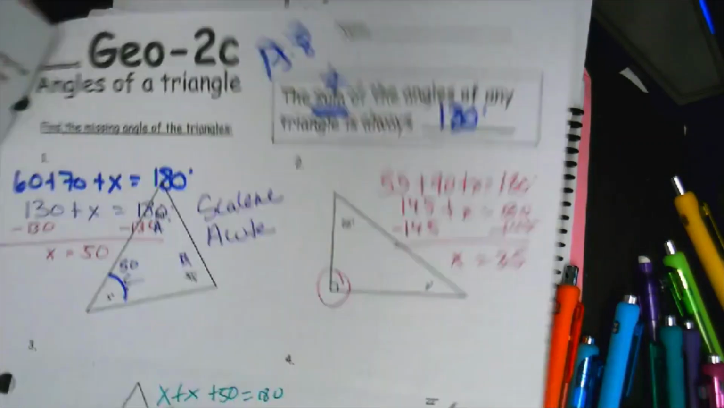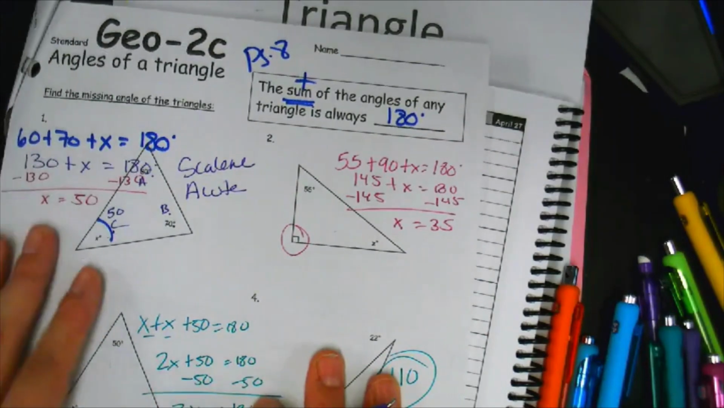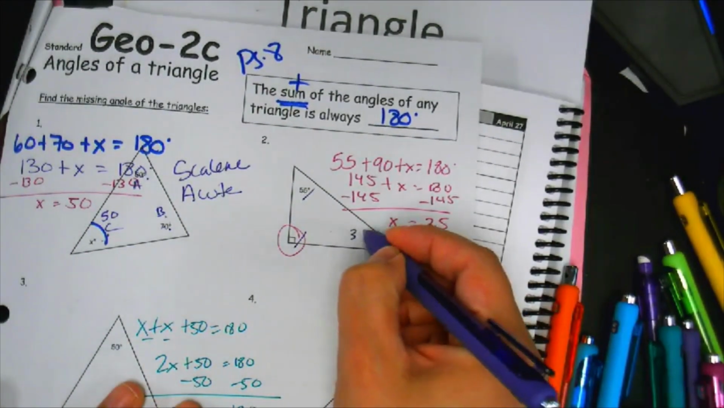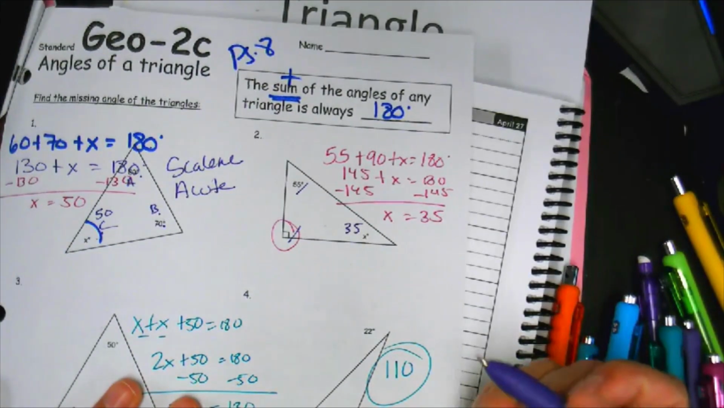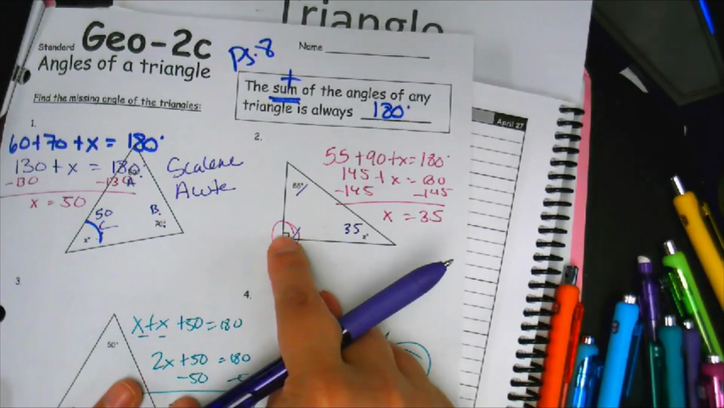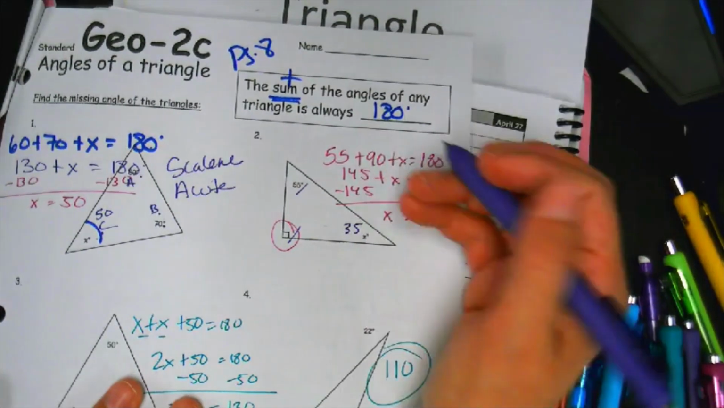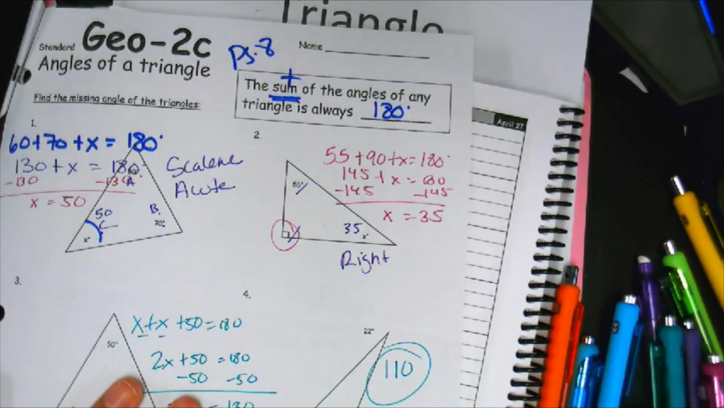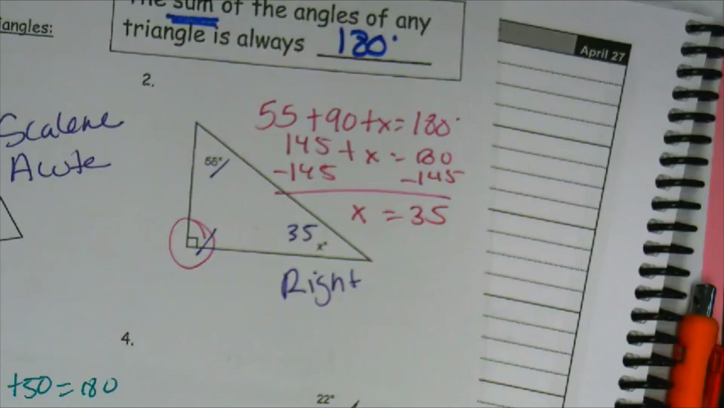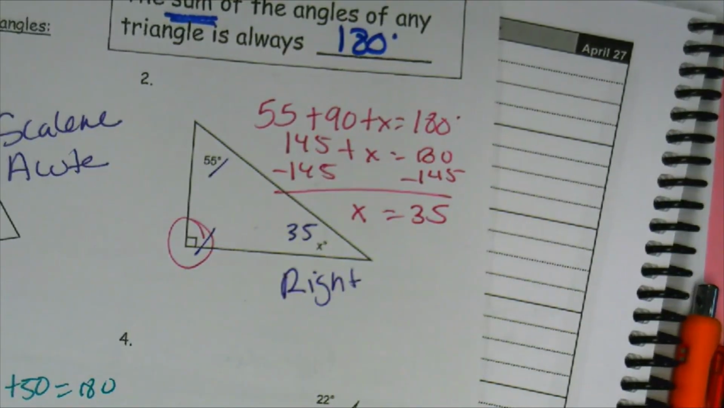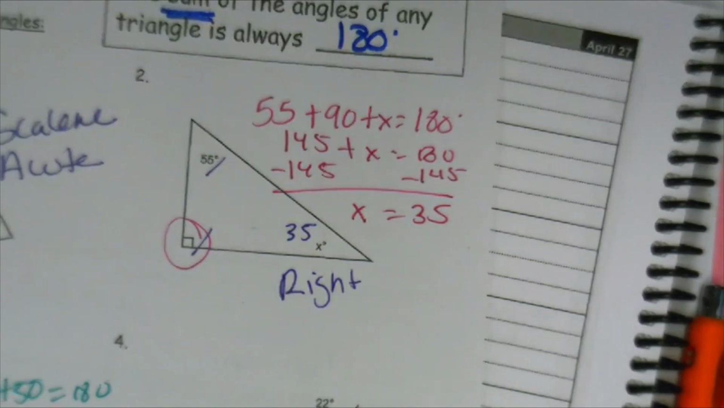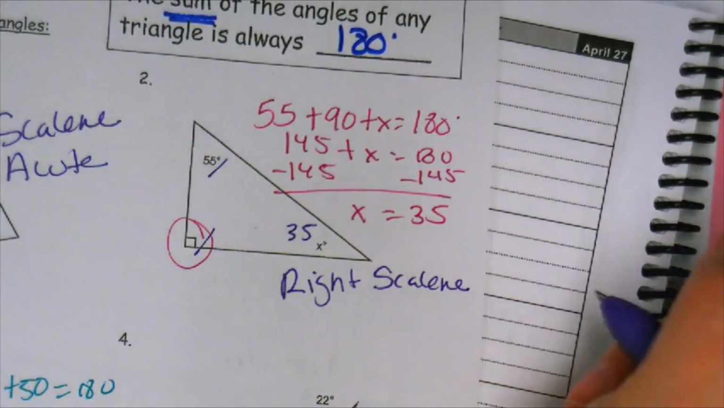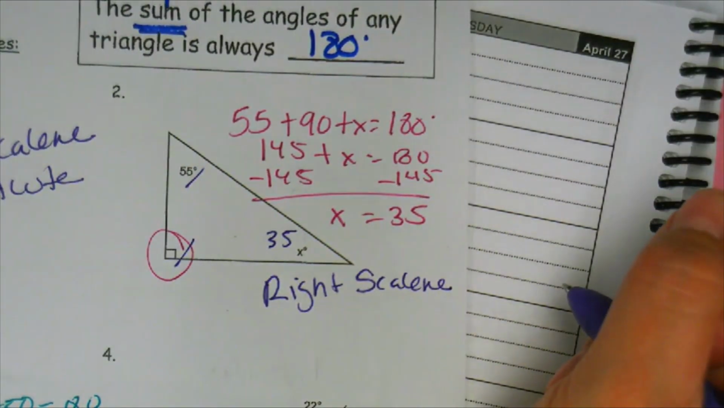Okay, number 2. Look at the angles first. 55, 90, and then this one's 35. Any right? Yeah. See how there's one right? Guess what? This whole thing is called a right. Are any of the angles equal to each other? No. So if none of the angles are equal to each other, then the sides are not equal, so we have another scalene. Do you guys see the connection between angles and sides?